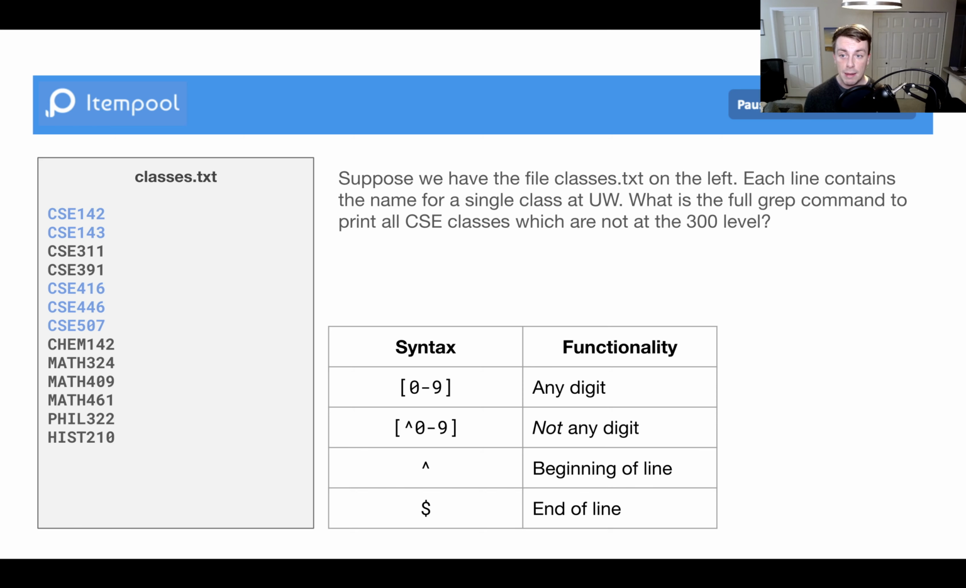Write the command that will take this classes.txt file and find all of the CSE classes that are not at the 300 level. So things like CSE 142 or CSE 446. So take a second, type this into the poll. What do you think the full command to do this task is?